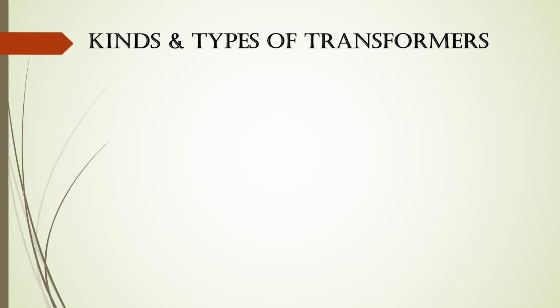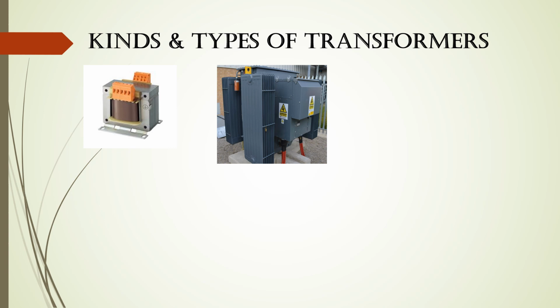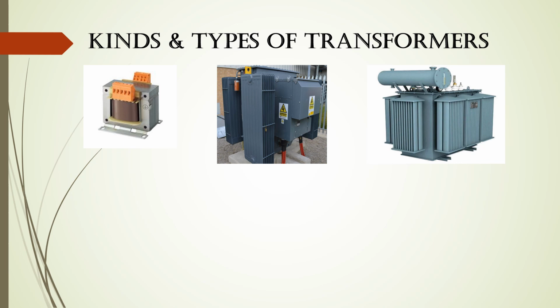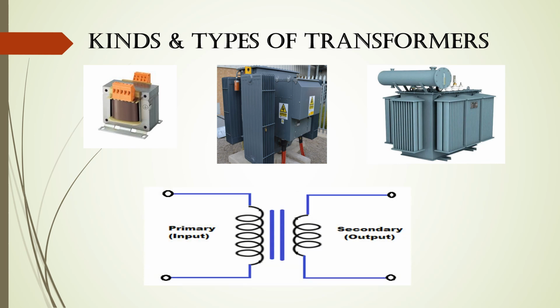So let us see the kinds and types of transformers. Even if transformers look like this, a small transformer or a medium power transformer, or even a large transformer with a conservator tank, all of them will have the same diagram when drawn. So this is the diagram of the single phase transformer with core. Even if it is a dry type or oil immersed transformer, the diagrams are all the same.